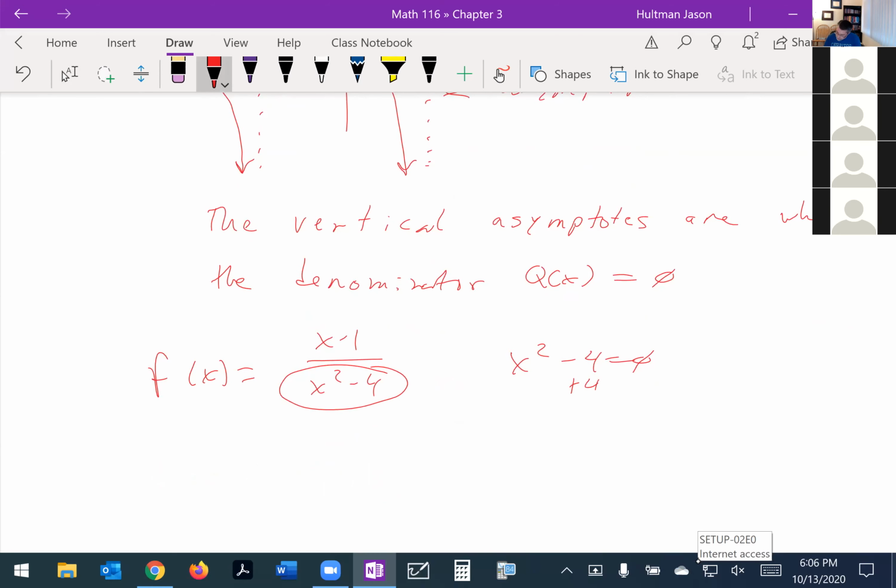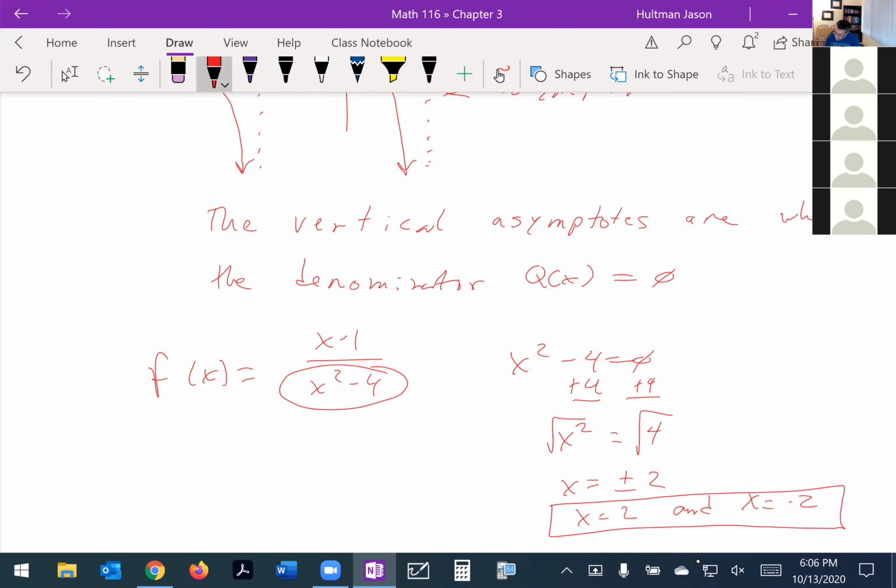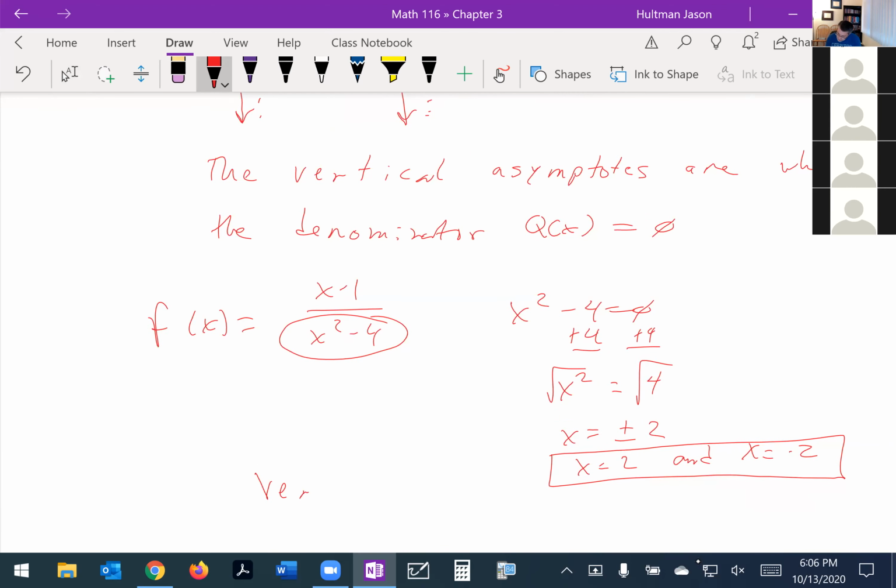then I could add 4. I get x squared equals 4. Take the square root, I get x equals plus or minus 2. And so I get x equals 2 and x equals negative 2. And these are going to be vertical lines. We say these are our vertical asymptotes: the lines x equals 2 and x equals negative 2.